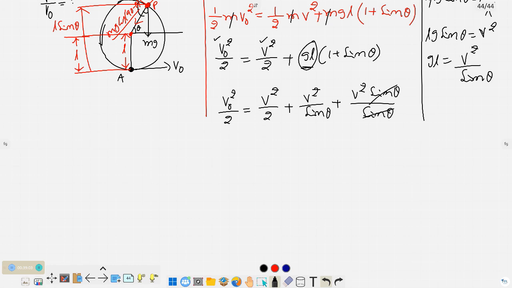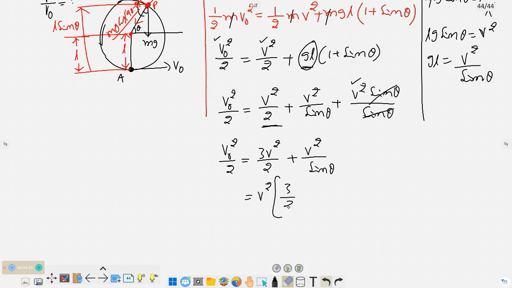So we can cancel the sin theta here, and this equation becomes V naught square by 2 equal to V square by 2 plus V square. How much does that become? 3V square by 2, plus V square by sin theta. Now solve it. What is our requirement? Take V square common from this. If you take V square common, what you are going to get is 3 by 2 plus 1 by sin theta.